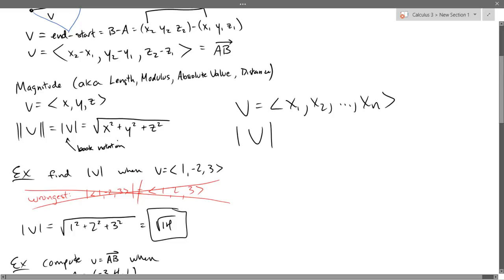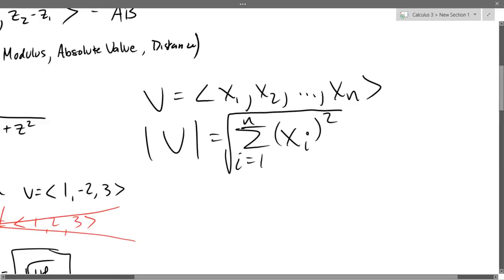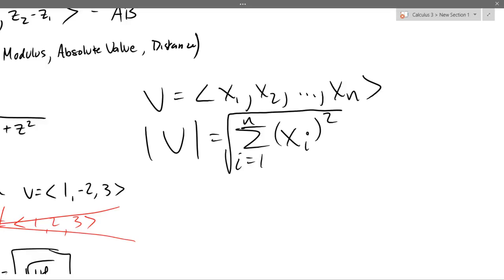So how do I write magnitude v here? Summation xi squared, i equals 1 to n, and square root. It's good to refresh on your summation notation. So nothing crazy is happening. I'm just saying it's each of the coordinates squared added together. That's the summation, and then you square root the whole thing.